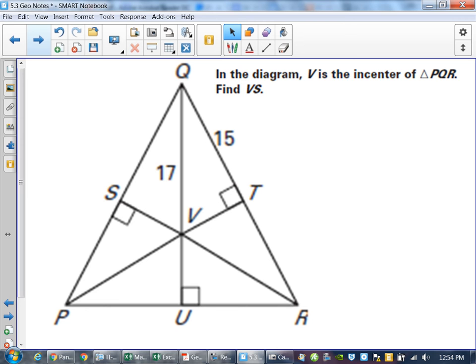So here it tells you, just like we did yesterday, they're going to use this vocabulary. V is an in-center. If it gives you that kind of information, you have to know what to label in your diagram to show what's going to work. So we have this large triangle, QRP, and V is the in-center, where all the angle bisectors run into each other.